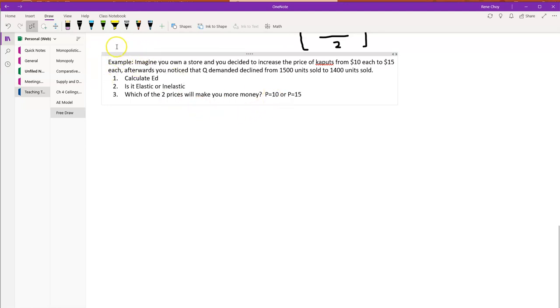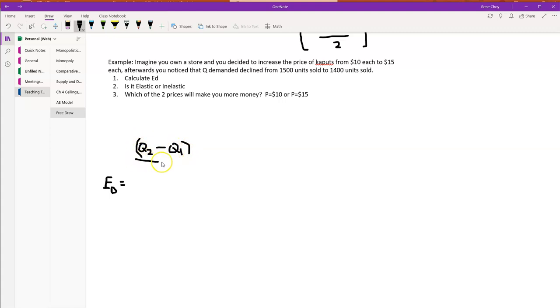Okay, so let's try to figure this out. Alright, so to calculate elasticity of demand, I've got to remember my formula. Elasticity of demand is going to be equal to the percentage change in quantity demanded. So that's going to be Q2 minus Q1, and then Q2 plus Q1 divided by 2.